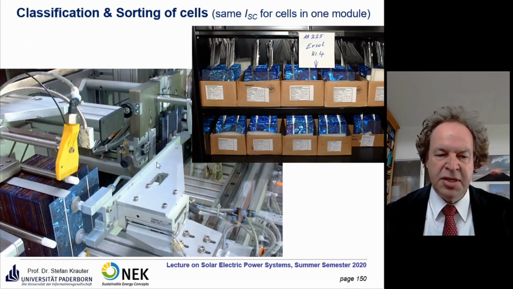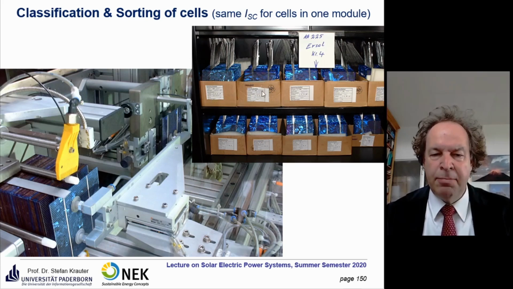Here you see just the cells, as I mentioned already. They are sorted into different boxes to put together a single module, because they should always have about not the same power, but at least the same current, because the entire current goes through each cell, and if you have cells with different currents, they may limit the performance of the entire module.